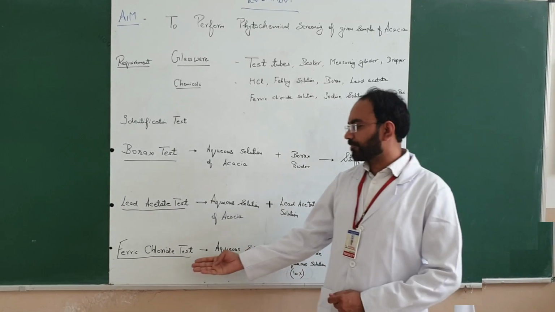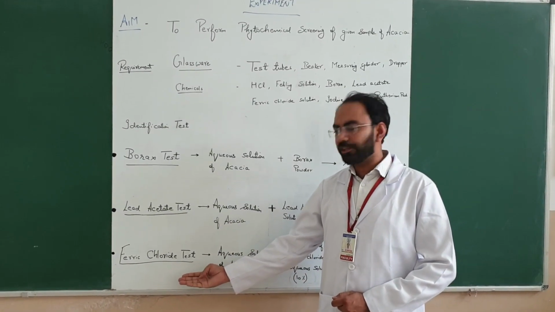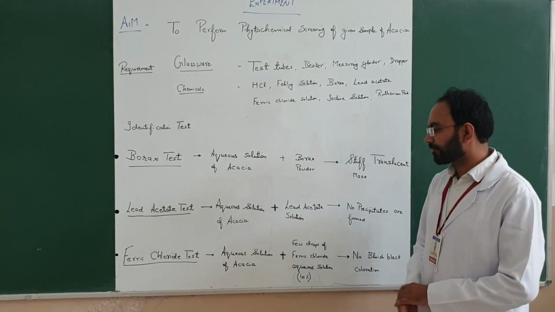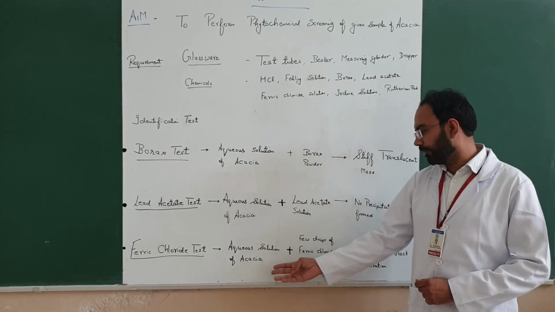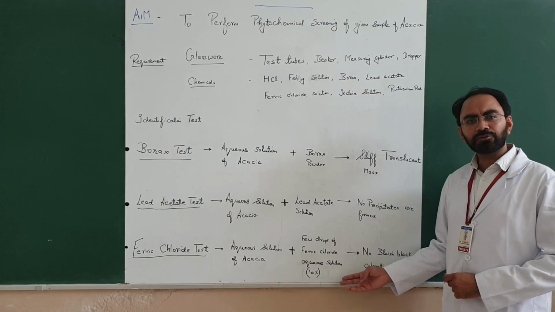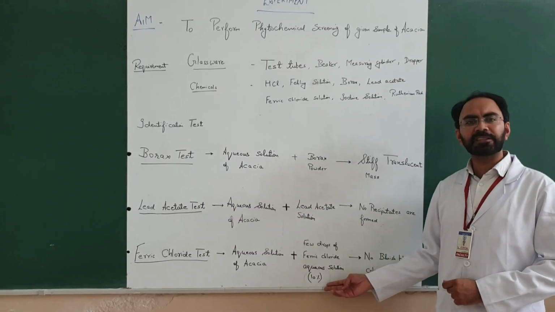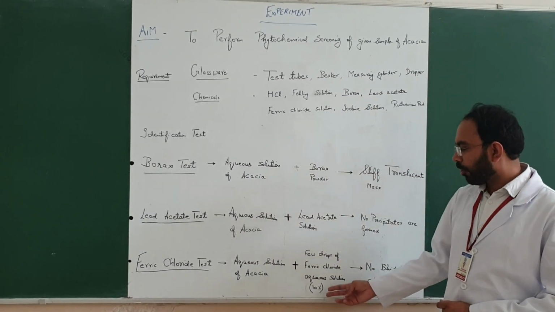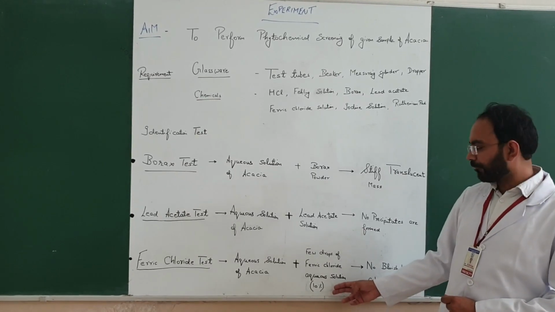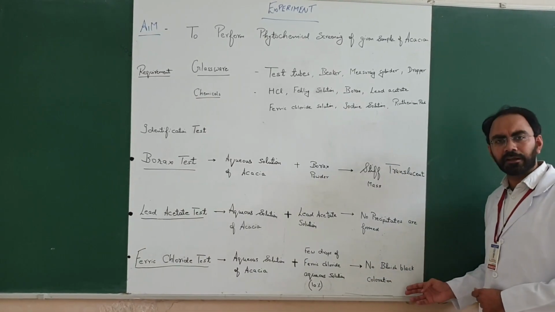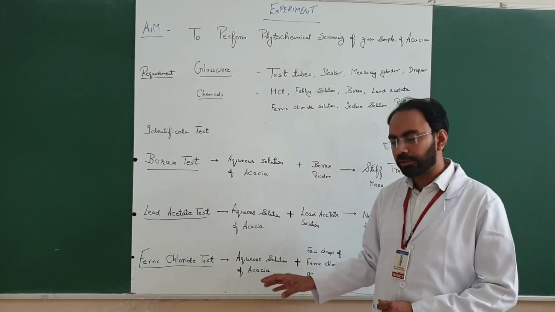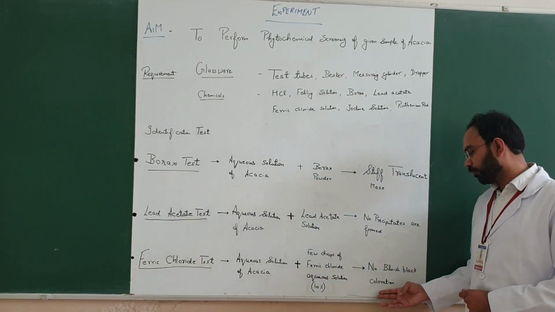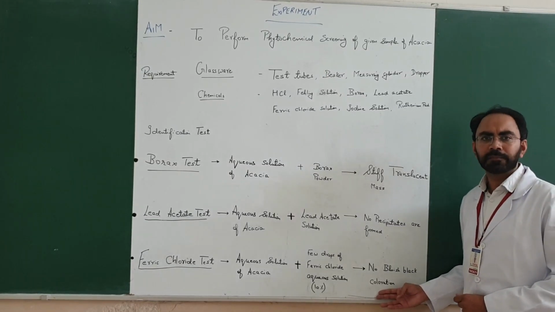Another test, for the detection of tannins in the given sample of acacia, is the ferric chloride test. In this test, an aqueous solution of acacia is used, and to this, a few drops of 10% aqueous ferric chloride solution are added. On addition of ferric chloride, if there is formation of a bluish black color or a greenish black precipitate, that will indicate the presence of tannins. But if the sample is pure, there will be no bluish black coloration.